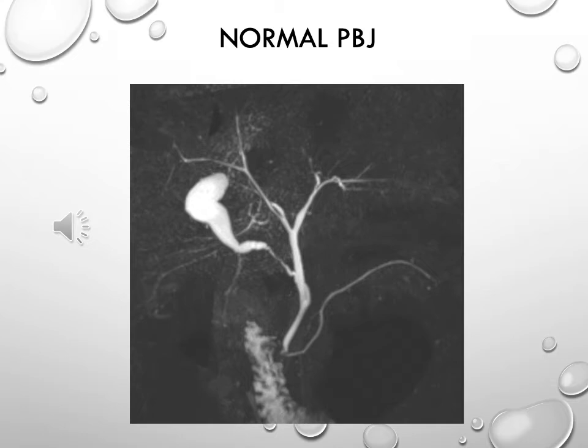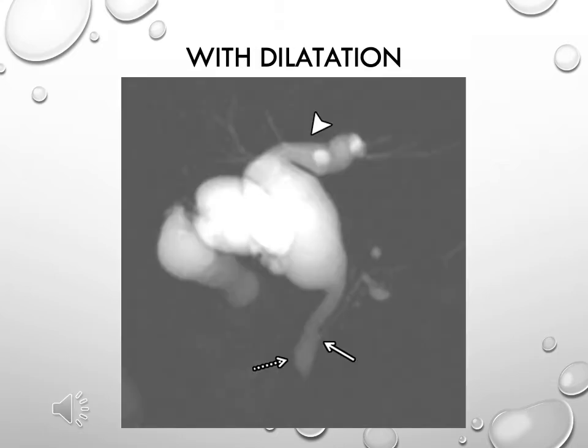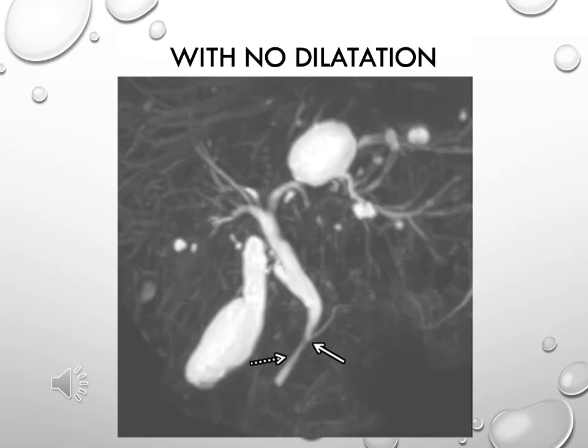This slide shows how the normal pancreaticobiliary junction appears in a normal MRCP film. Here is a CBD which joins the pancreatic duct at the duodenal wall, while this slide shows an abnormal pancreaticobiliary junction with dilatation. Here we can see an abnormally long common channel with the main pancreatic duct, and there is huge dilatation of the common bile duct, as shown in this slide.